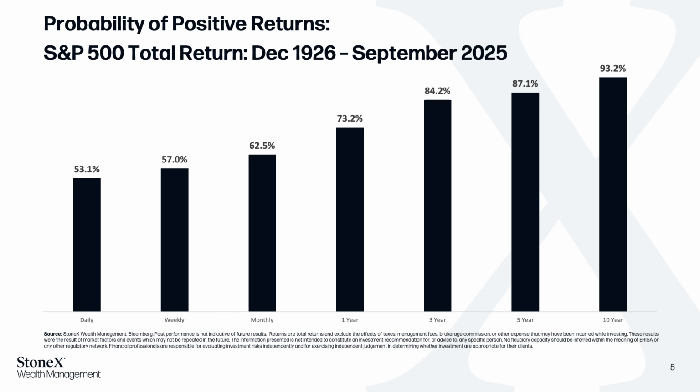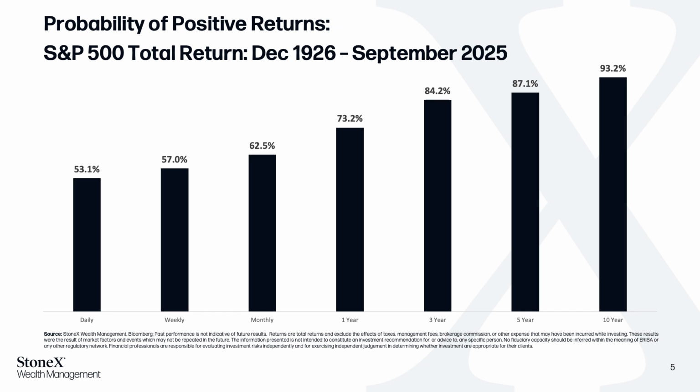Next slide here, we'll look at the probability of positive returns. And so you see periods from every day, which is kind of a coin flip, out to 3, 5, and 10-year periods where you're getting into the 80, 90% of the time you're going to see a positive return over that period, or you have historically.